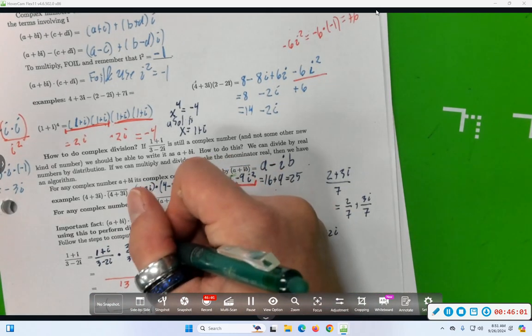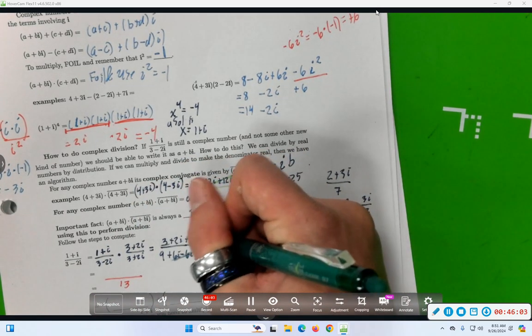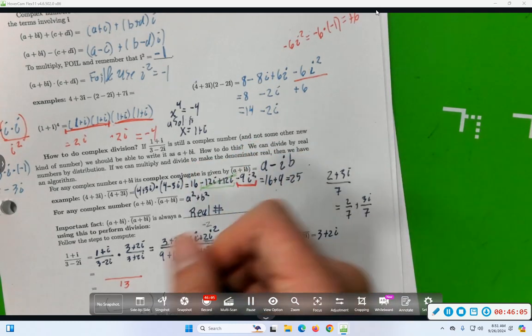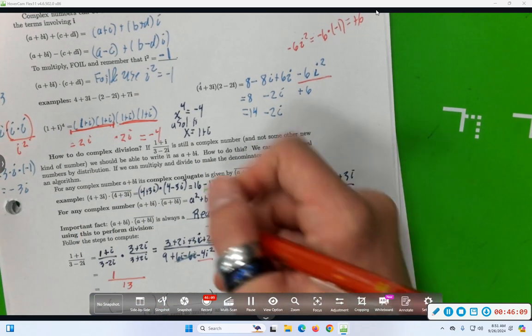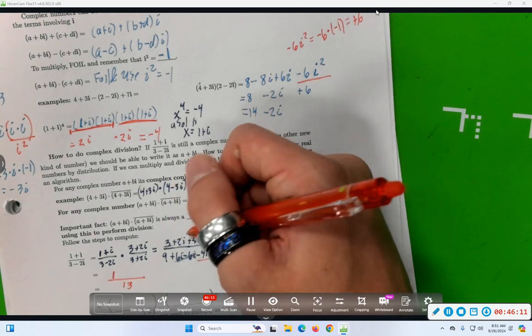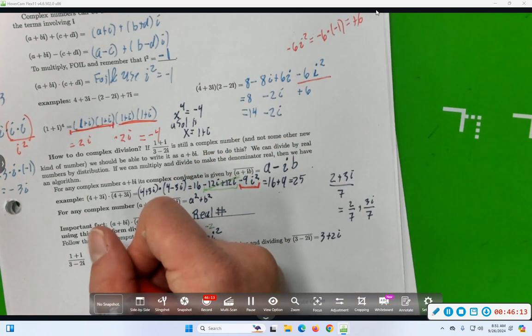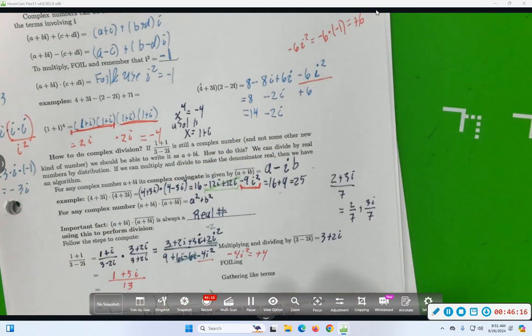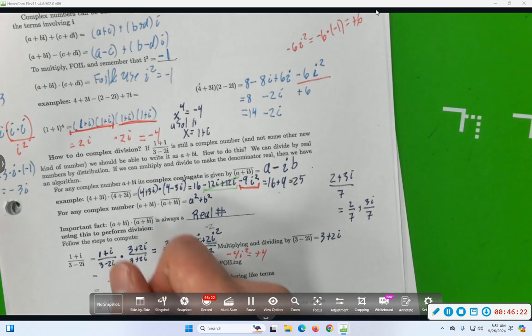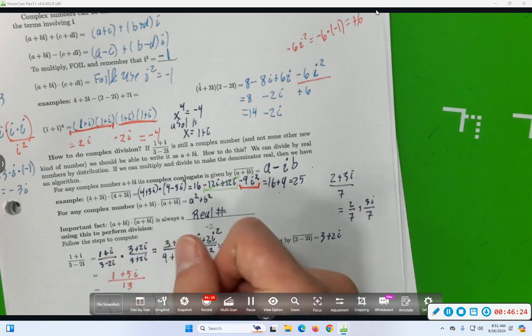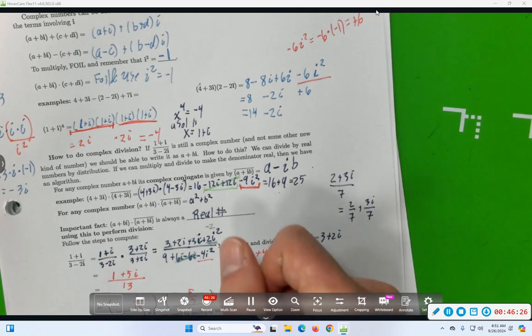In the numerator, I see 3 plus 2i². So that 2i² is minus 2. So 3 minus 2 is 1. Plus 2i plus 3i totals up to 5i. Oh, cool. Now I'm just dividing by a real number. You just divide coordinate-wise: 1/13 plus 5/13 i.